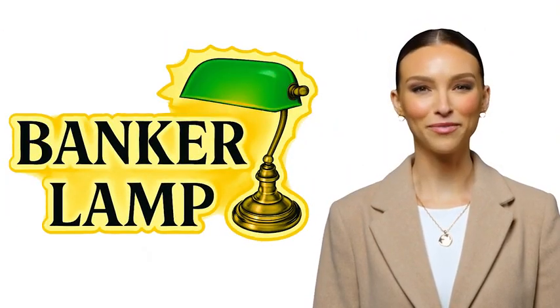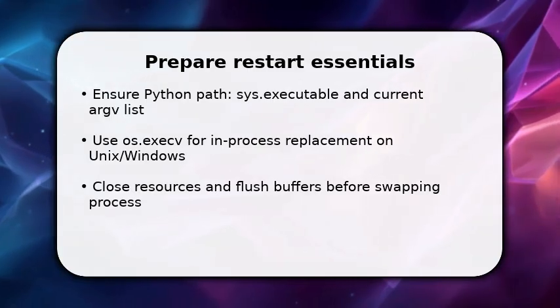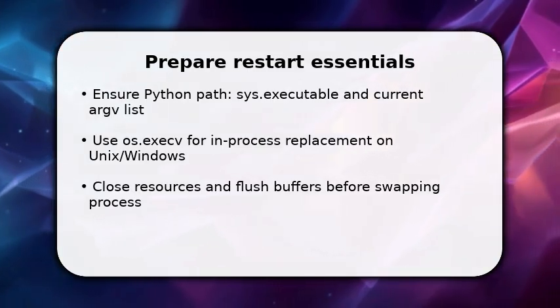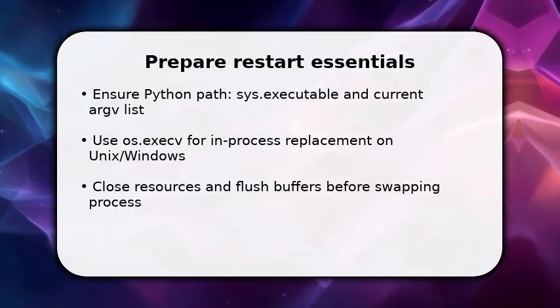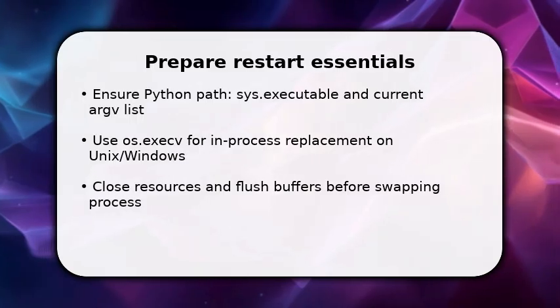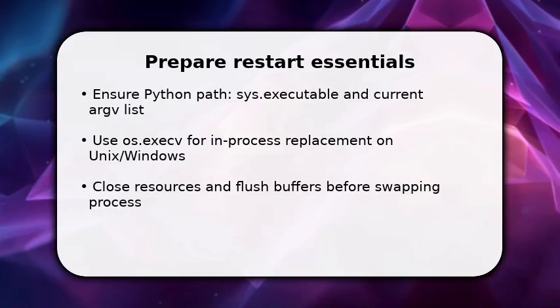Please enjoy the video. You start by gathering the essentials, sys.executable and sys.argv, so the interpreter and arguments are preserved. Once done, prepare to call os.execv(sys.executable, [sys.executable] + sys.argv), which replaces the running process without spawning a child.